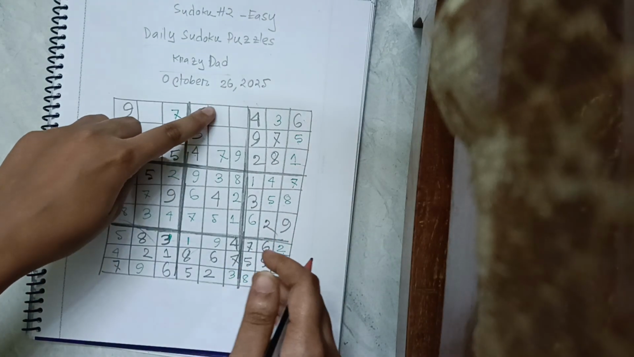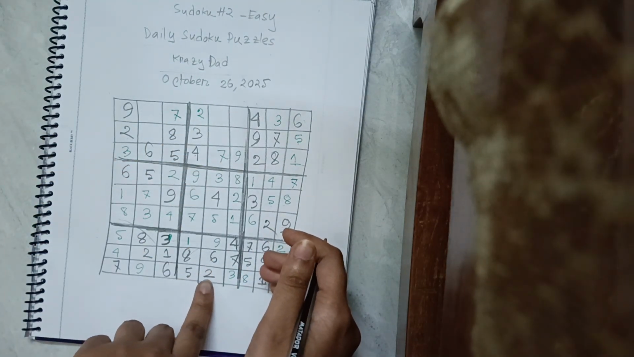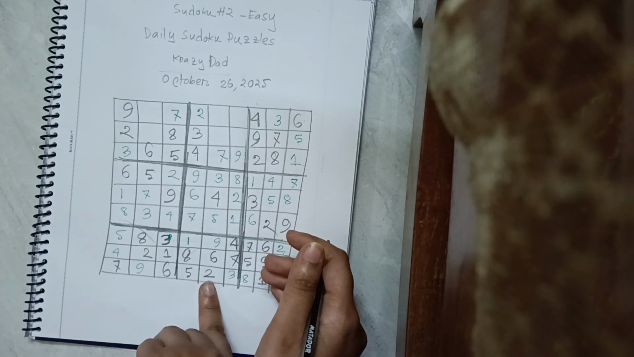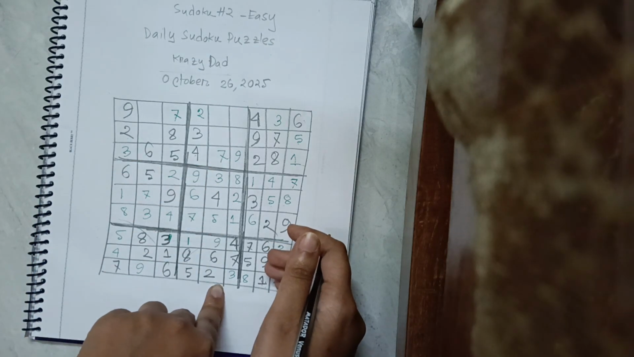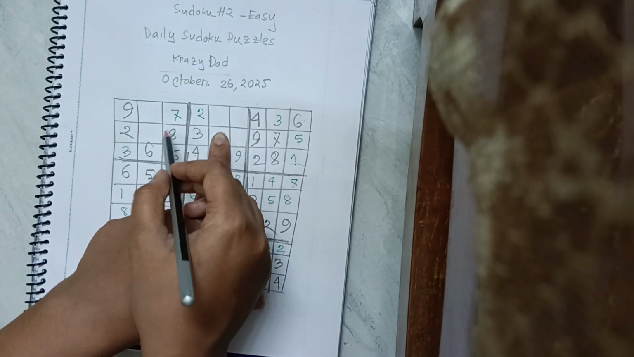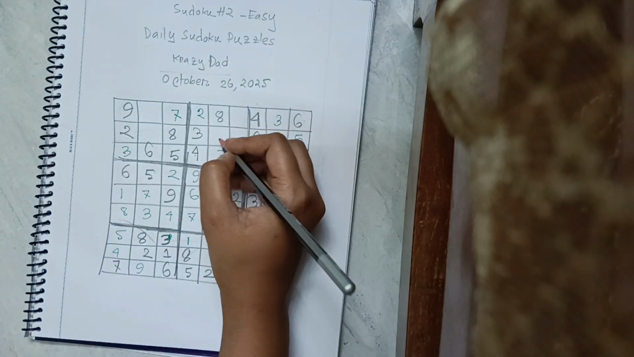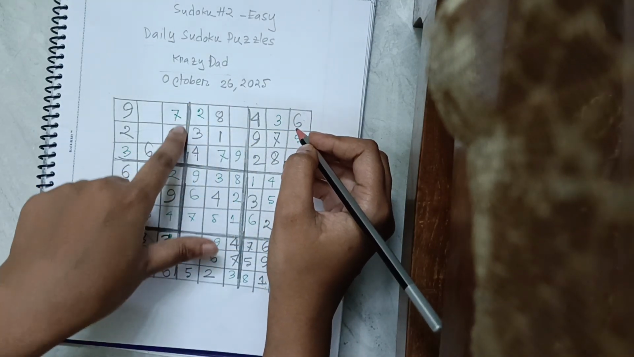So let's choose this column now. What are the missing numbers? The missing numbers are 1 and 8 for this column. Okay, we cannot write 8 in this column because 8 is already in this row, so it must be here and 1 must be here. So we can choose this box now.